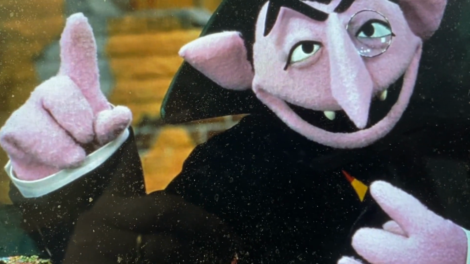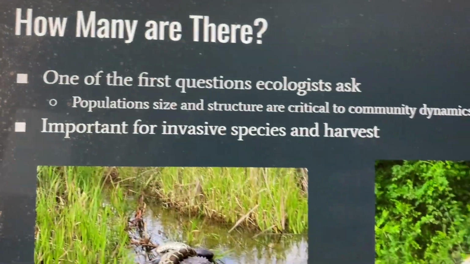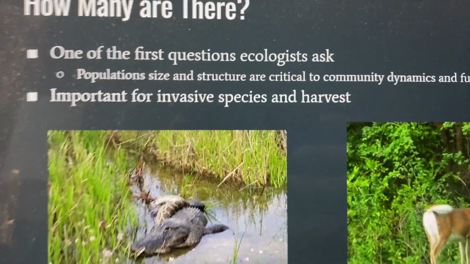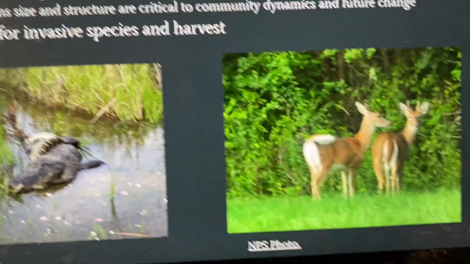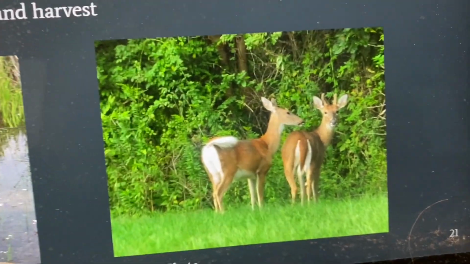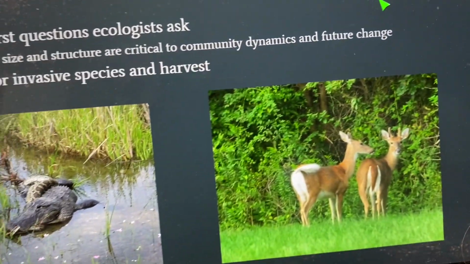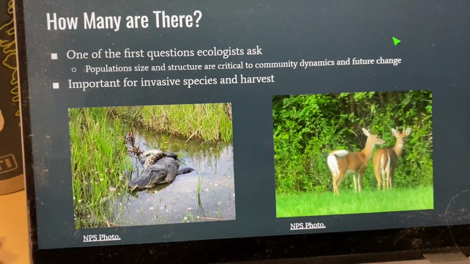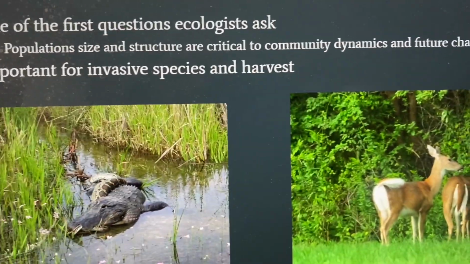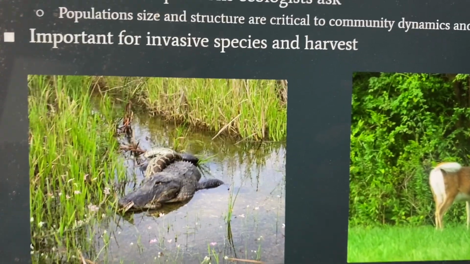Thanks, count. Let's learn how to count, right? We can count populations. The first question we ask in ecology is how many are there? How many alligators are in the Everglades? Or how many deer are in the Adirondack Park? Or how many deer are in New York State? Or how many alligators are in New York State? Or how many deer are there in the United States? These are questions that we usually ask, and then that tells us something about the organisms living there.